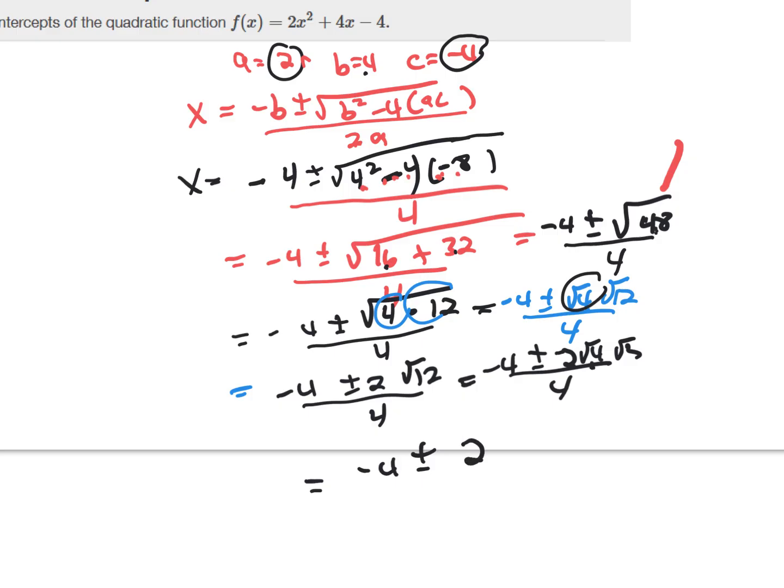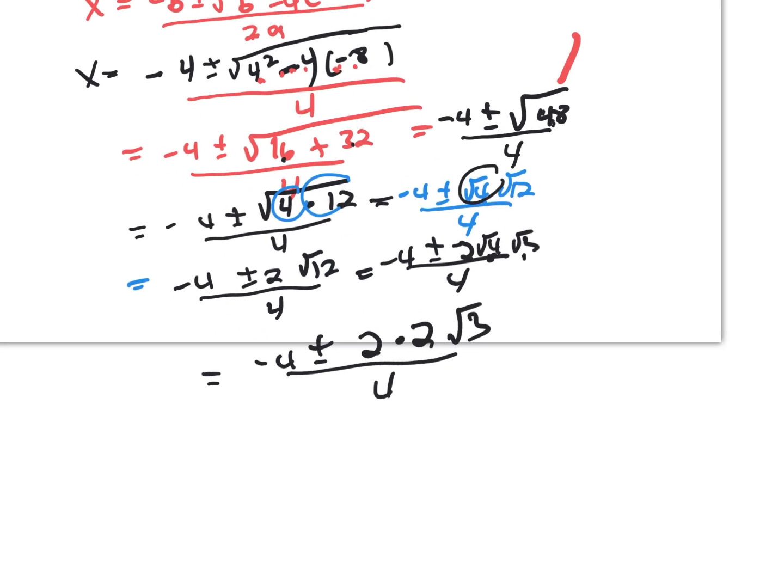What's the square root of 4? 2. 2 times 2 comes out. I'm still stuck with that square root of 3 divided by 4. All divided by 4. Don't give up, guys. Don't give up. Equals to a negative 4 plus or minus 2 times 2 is a 4. Square root of 3. All divided by 4.